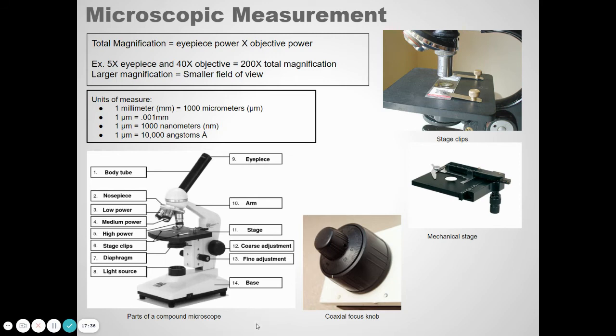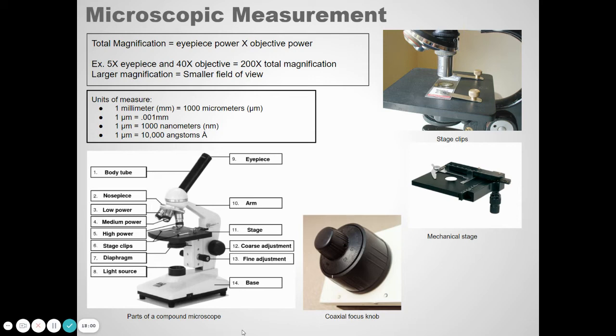Now, like I already said, sometimes we want to calculate the magnification of our microscope. To do that, we multiply the power of the eyepiece times the power of the objective lens. For example, 5x eyepiece, 40x objective lens gives us 200 times total magnification.